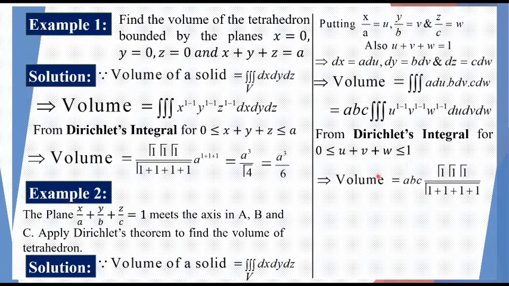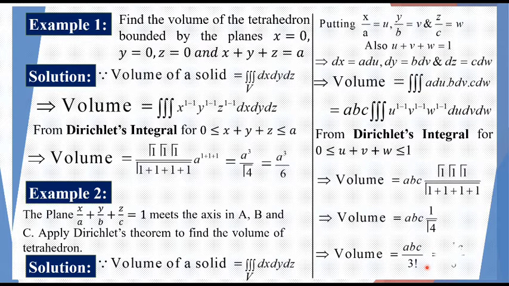So volume is equals to a, b, c, gamma 1, gamma 1, gamma 1 upon gamma of 1 plus 1 plus 1 plus 1, and since h is equals to 1, there is no h. So gamma 1 is 1 and this is gamma 4. So abc upon factorial 3, or we can say it is abc upon 6. So this is the volume for this particular plane.